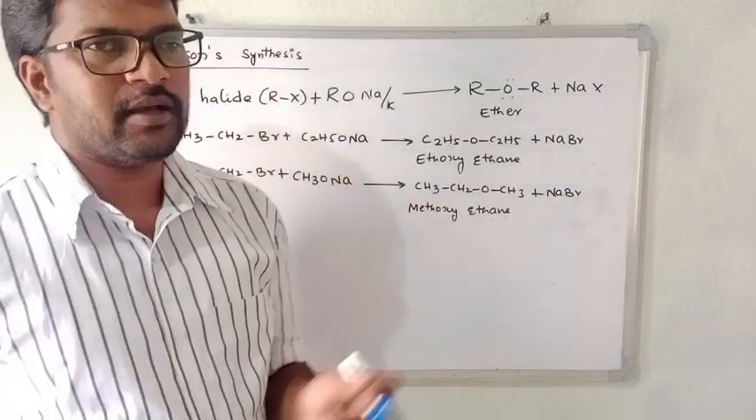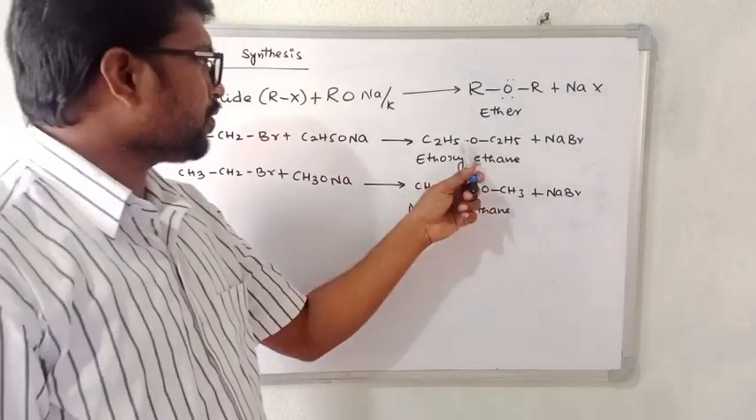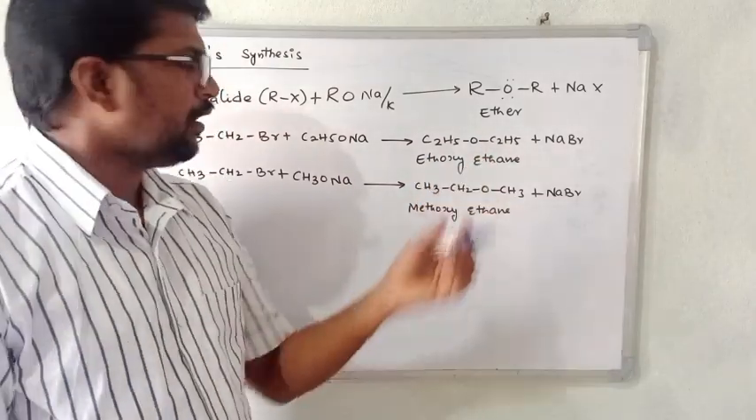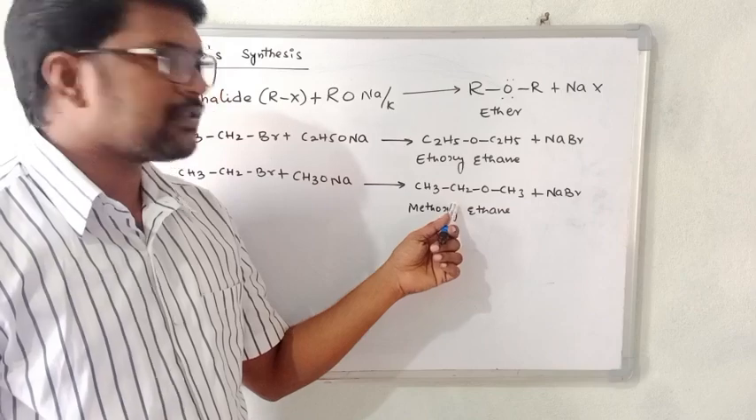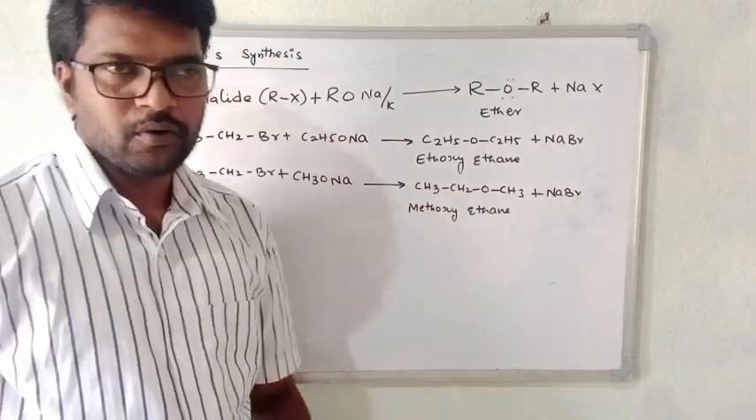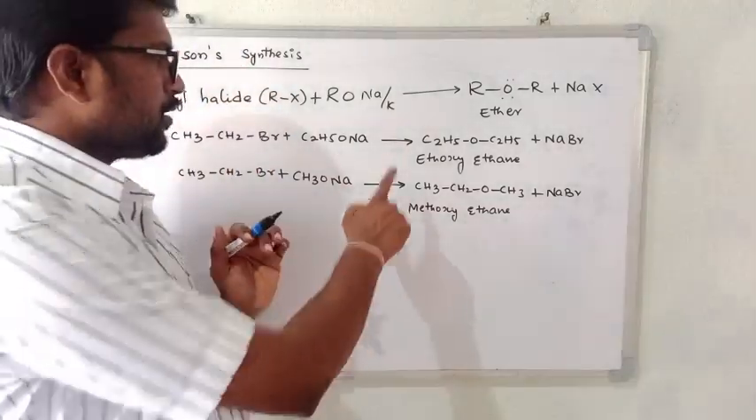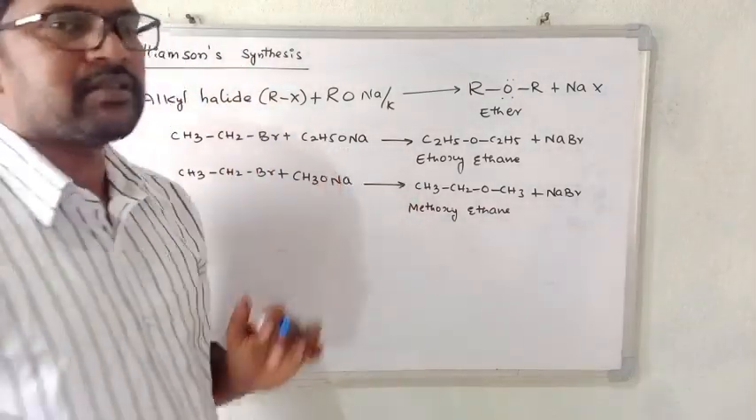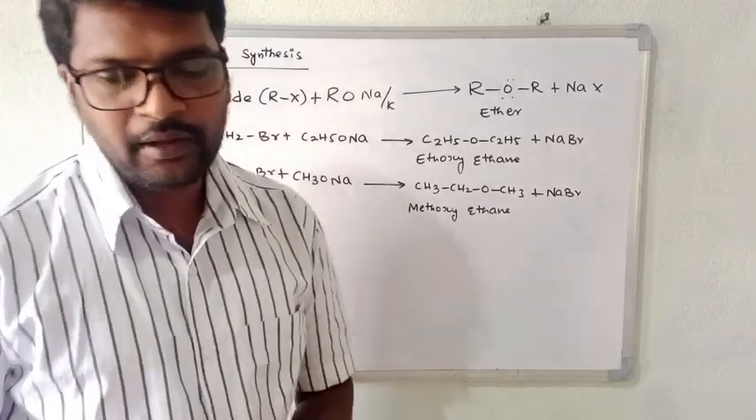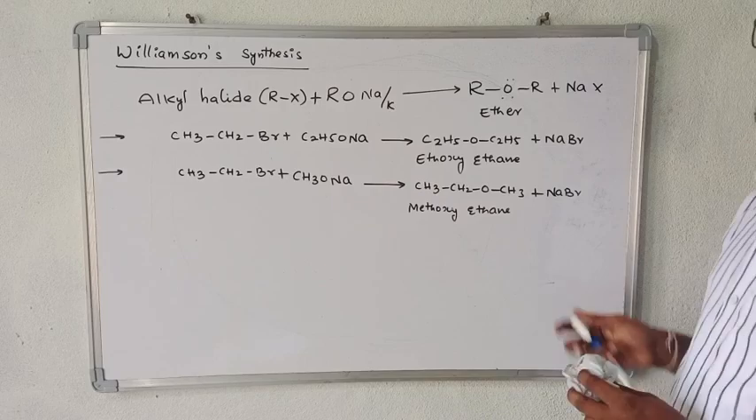When you see these two examples, the first is a symmetrical ether, because on both sides of oxygen an ethyl group is present, so it is symmetrical. But the second is an unsymmetrical ether. On the left side 2 carbons, on the right side only 1 carbon is present. That means by using Williamson synthesis, we can prepare symmetrical ether as well as unsymmetrical ether. So you can prepare both types of ethers by using Williamson synthesis.